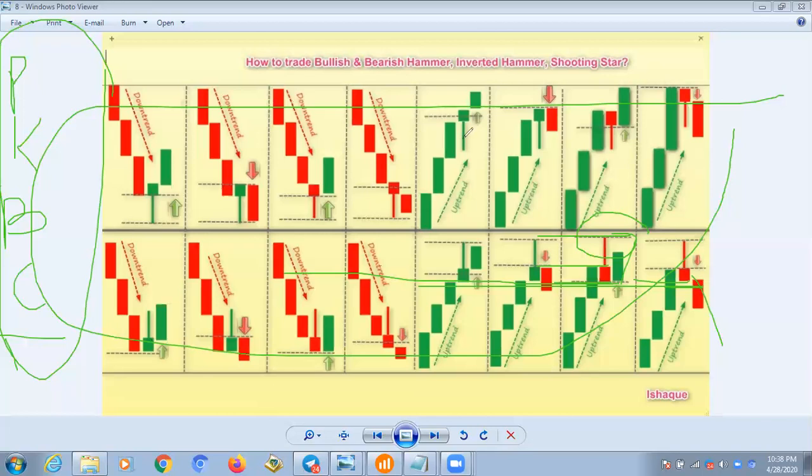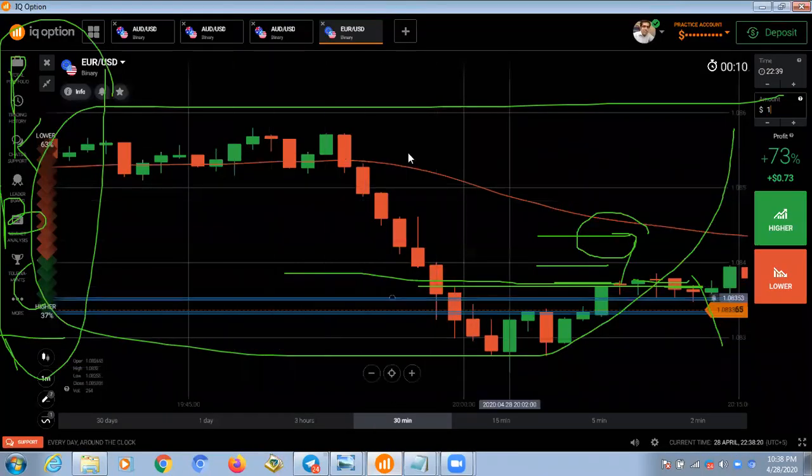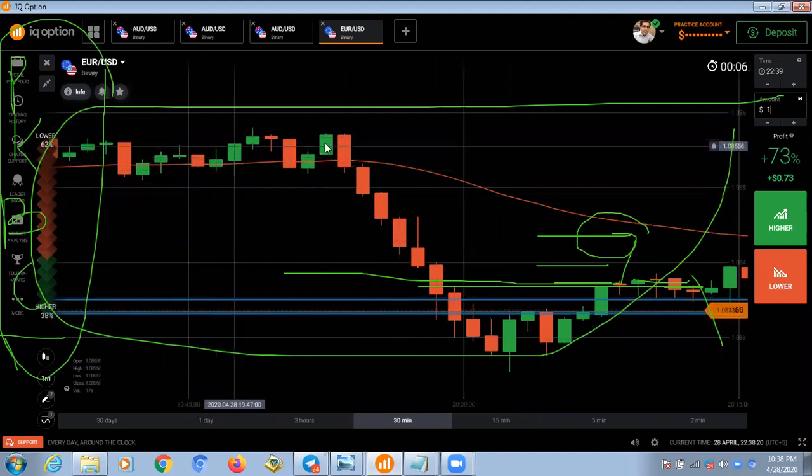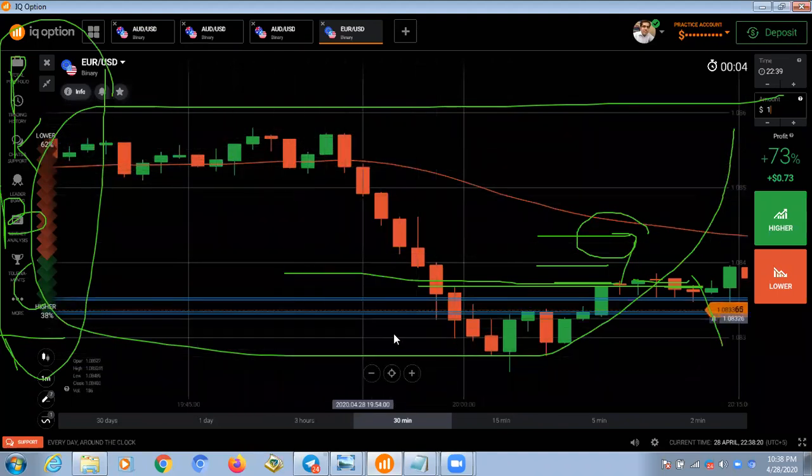What is this context of the chart saying? It says there is a resistance, there is a support, there is a pattern, there is a reversal, there is a retracement, there is a breakout. All these things make a context, they make a story. In other words, context is a story. Context is the chart, and this is the story of the chart.